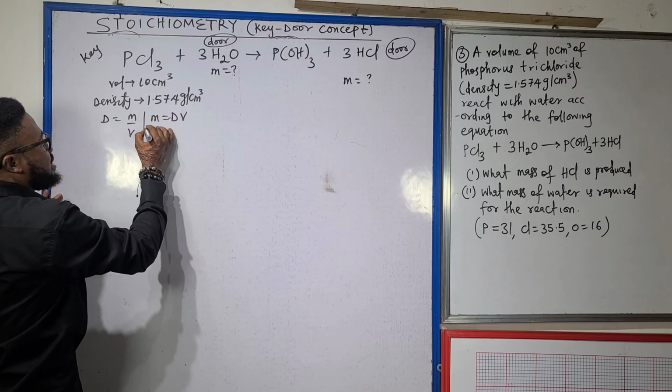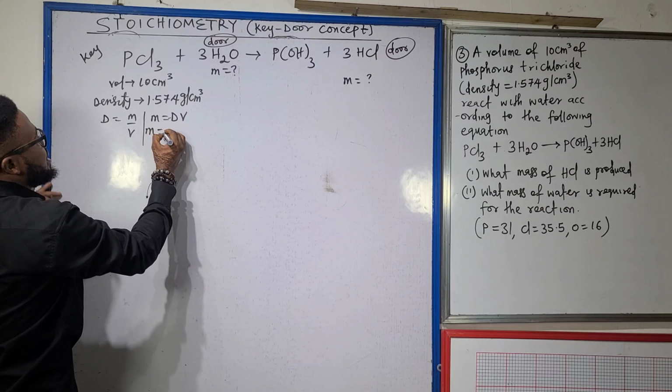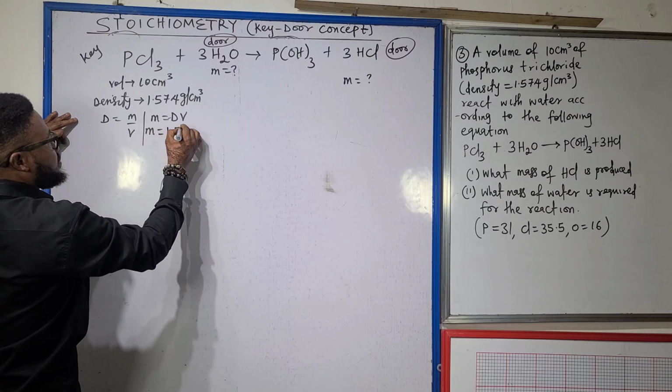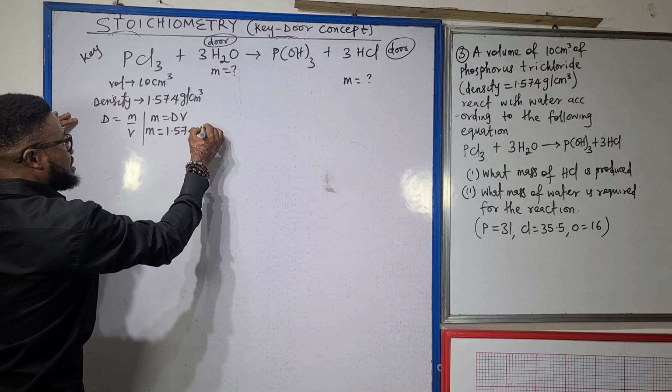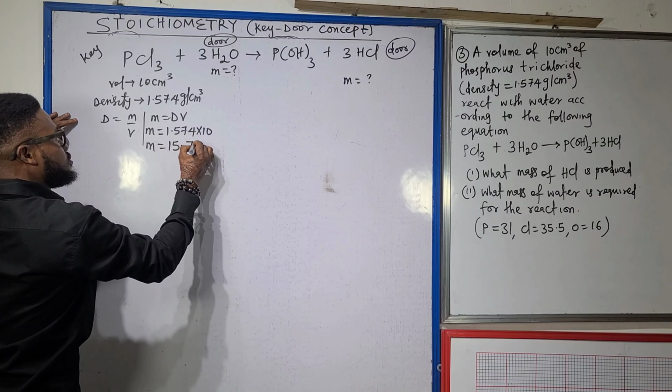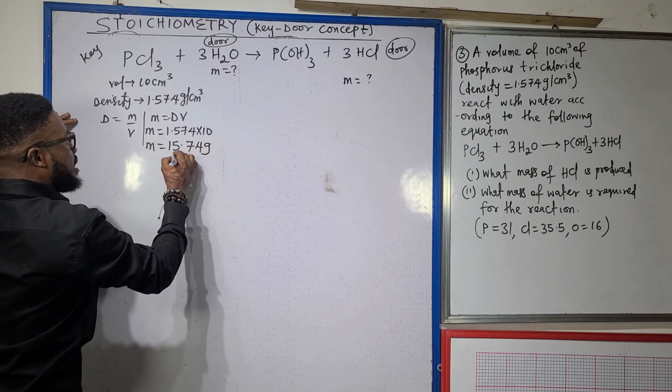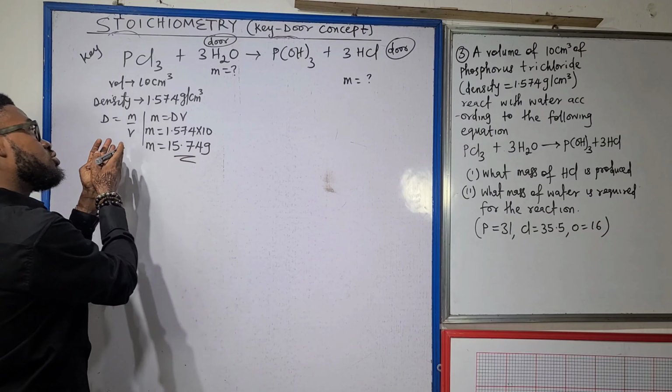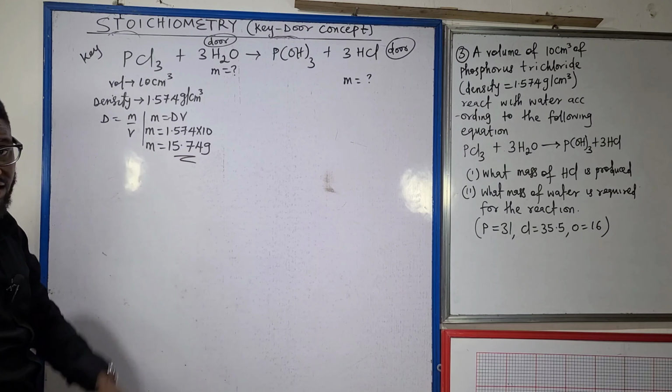The implication of that is that the density here is 1.574 times 10, so the mass here is 15.74 gram. I've been able to get the mass, but I cannot use the mass. I still have to convert the mass to mole.